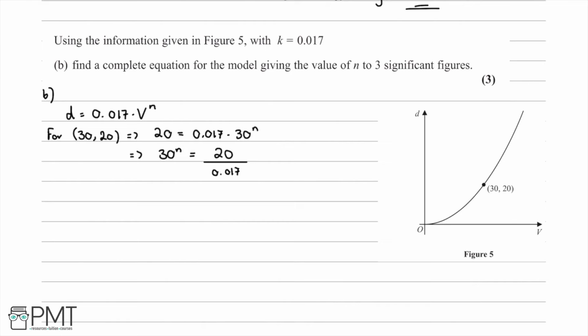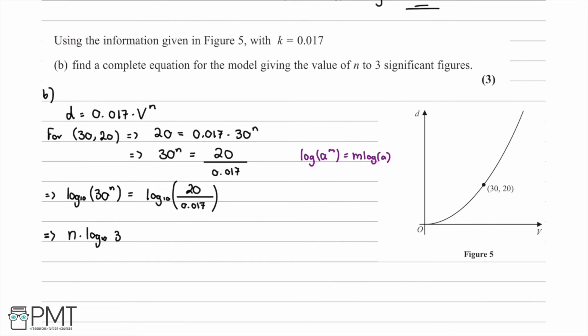So writing all this down, we'll then have that log base 10 of 30 to the power of n is going to be equal to log base 10 of 20, and we divide that by 0.017, and then we can use our log law, which I will write down here again just in case we've forgotten, where we have log a to the power of m is going to be equal to m log of a. So we can use this here to bring the exponent n in front of the log base 10 of 30. So then what we'll have is n multiplied by log base 10 of 30, and that's going to be equal to this term here, which remains the same.